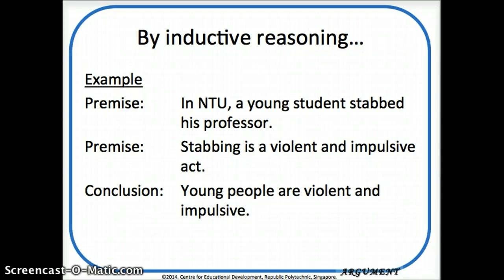See here that premise 1 is an observation of a specific instance of a young student stabbing his professor. Hence, if premise 2 is true about stabbing being a violent and impulsive act, then we can attempt a conclusion or generalization here that young people are violent and impulsive.